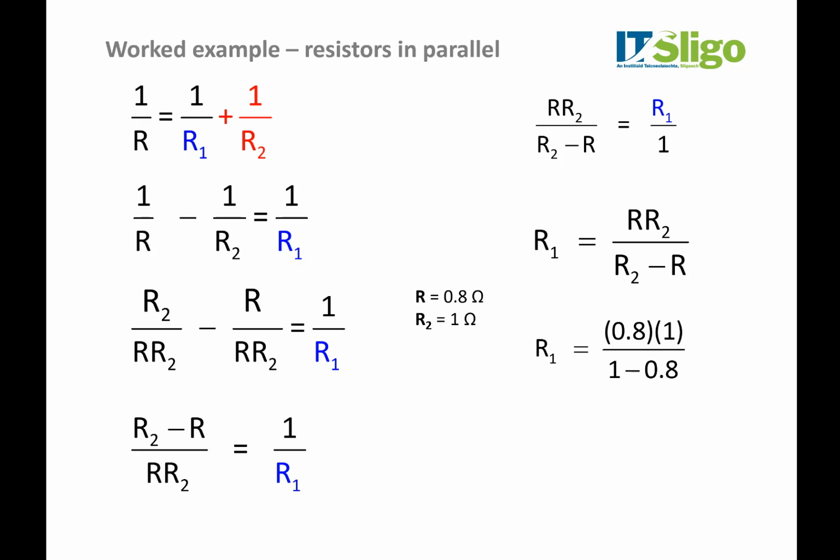We feed these values in. We get 0.8 on the top, 0.2 on the bottom. So the resistance of R1 is 4 ohms.